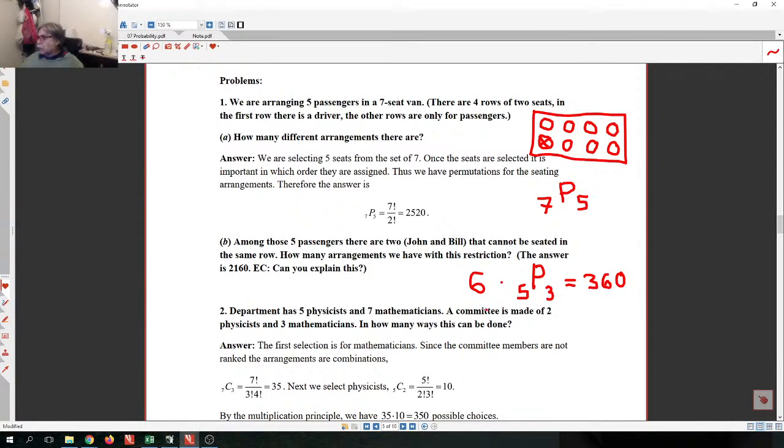So again, it's a multiplication principle here. First I was choosing the row and the seating arrangement for John and Bill in the same row. That's 6 different options. And then I was choosing 3 out of the remaining 5 seats for the other 3 passengers. And if I multiply that, I get 360 ways.